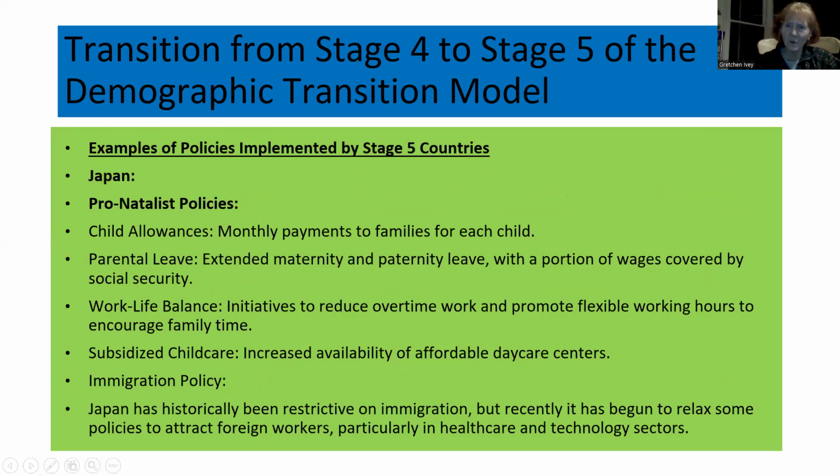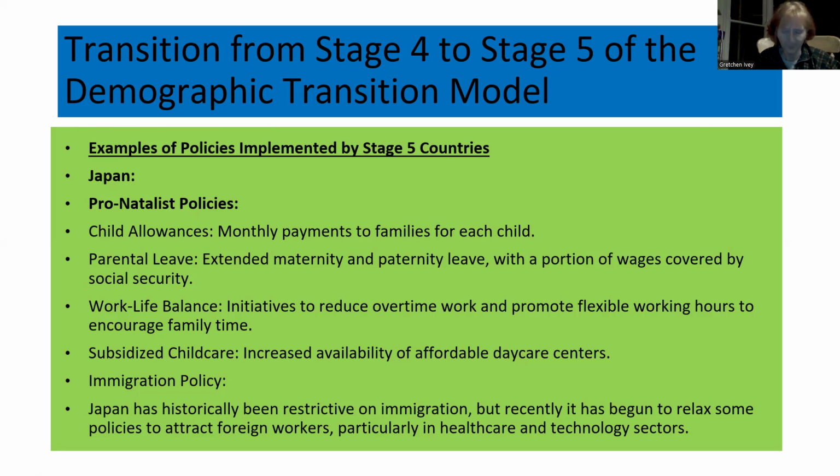Okay, so we're going to look at some specific policies of some of these stage 5 countries. So we're going to go back to Japan. Japan has pro-natalist policies. They give child allowances, so monthly payments to families for each child. Parental leave, so they have extended maternity and paternity leave with a portion of wages covered by Social Security.